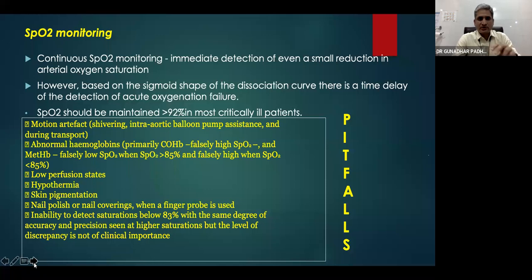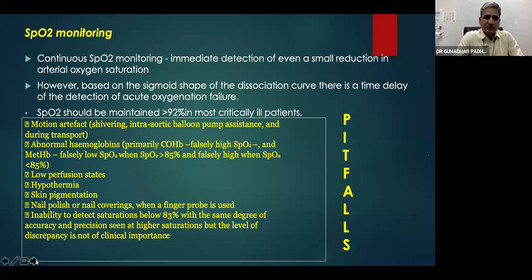And particularly in such patients, we recommend something called a co-oximeter, which accurately reads the saturation. Sometimes if the person is in a low perfusion state, your saturation may not accurately reflect it. The same applies if the person is hypothermic, has skin pigmentation, nail polish, or nail coverings. Pulse oximeters are unable to detect saturation below 83% with accuracy, with some degree of accuracy and precision seen at higher saturation, but the level of discrepancy is not of clinical importance. That means once the person is hypoxic, your saturation probe may not accurately reflect the oxygen level.